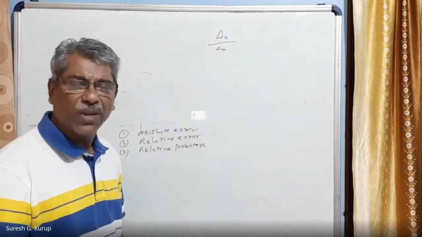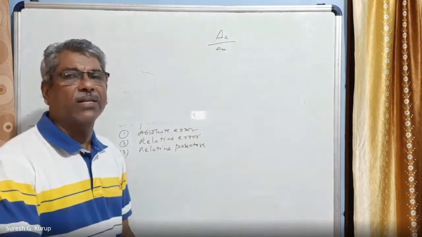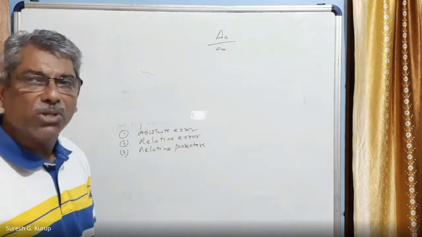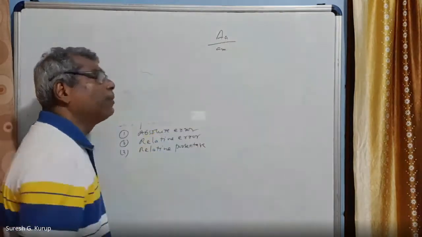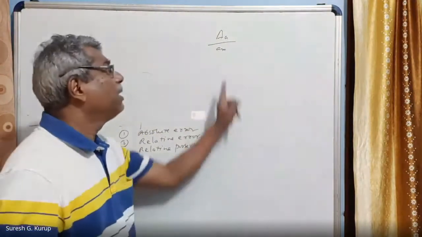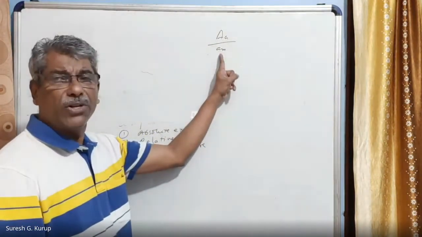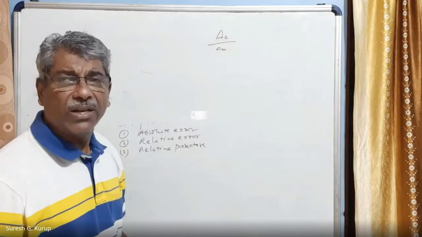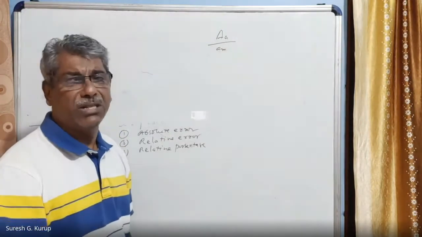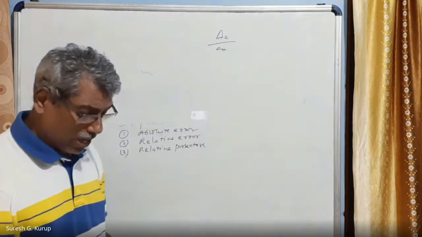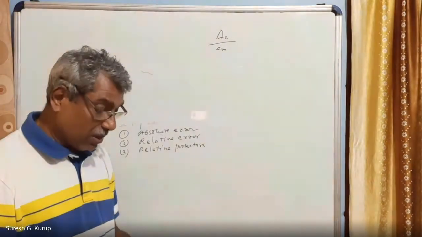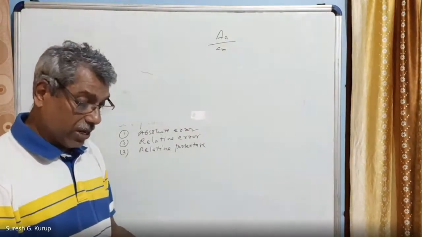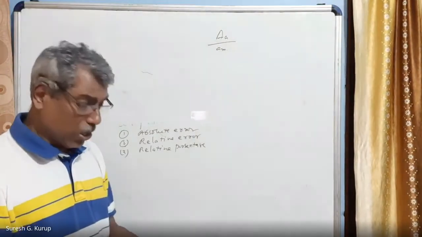Relative error is also called fractional error. Next is relative percentage error. Most of the time we multiply by 100, that means the absolute error divided by the real value of the observation, into 100. That is called relative percentage error. These are the three ways we can represent errors in physics, that is delta A divided by A mean into 100.